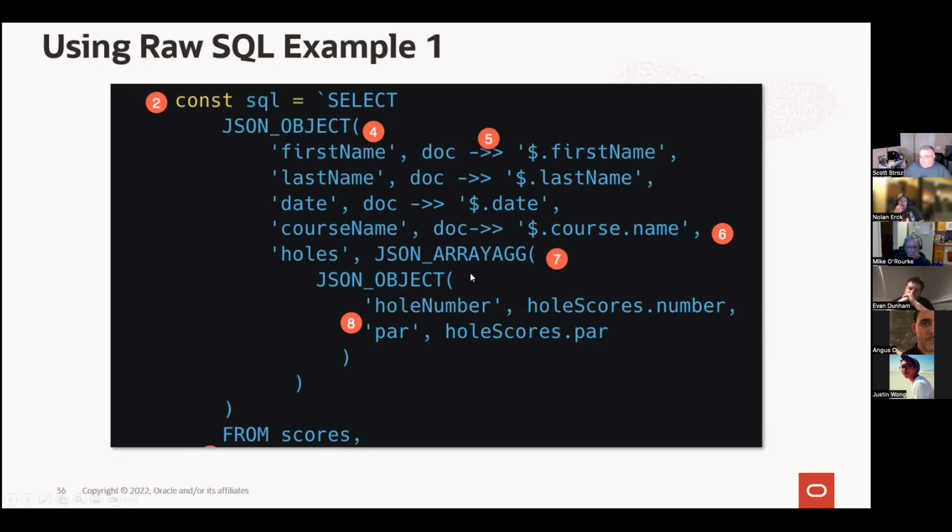Now JSON_ARRAYAGG can return single values, whether they're numbers or strings, or you can return JSON objects. So here we have another JSON object where it has 2 parameters. It's got hole number and it's got par. And you'll see here where we're talking about a value in a table called hole_scores with a column of number, and then we have the table called hole_scores with a column called par. I'm going to show you where we're going to get that right now.